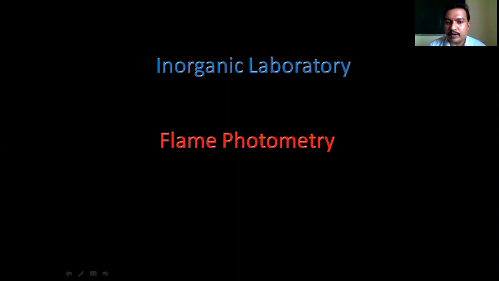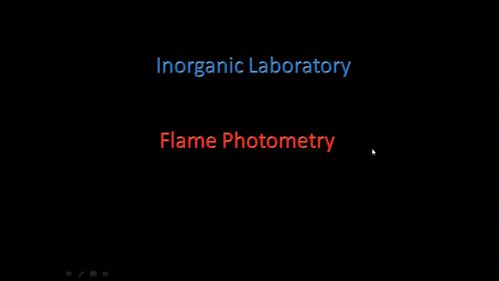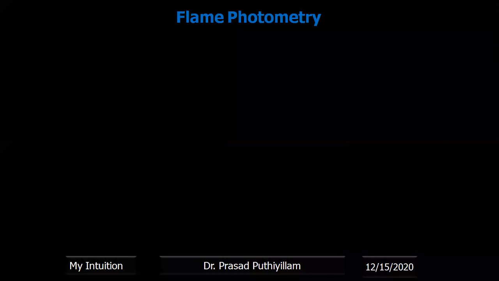One more inorganic laboratory experiment, flame photometry. Flame photometry is mainly used by environmental scientists to identify the metal ions present in a water sample. It can be used in regular chemistry laboratories as well as industries to find out the metal ions present in a given sample of water or in a given sample.